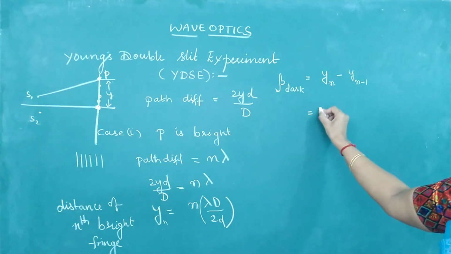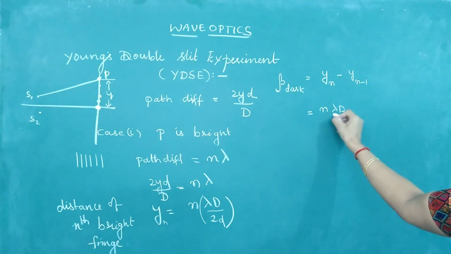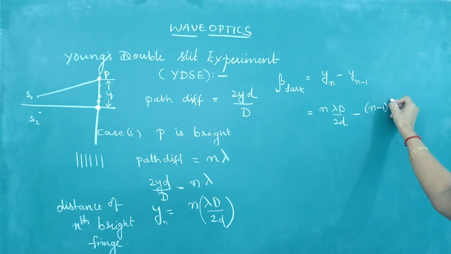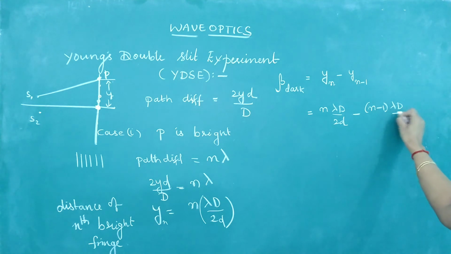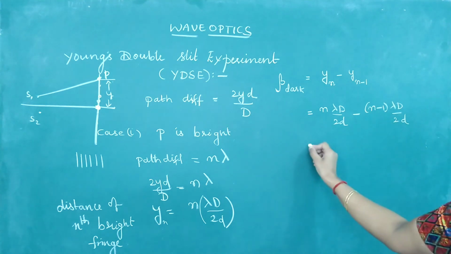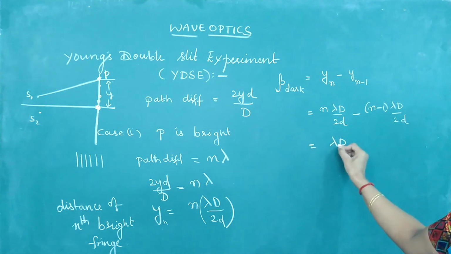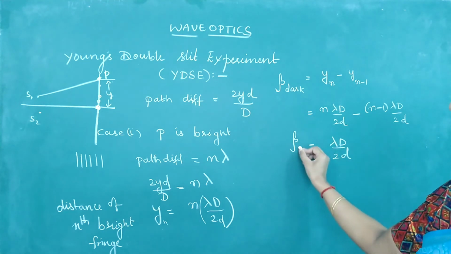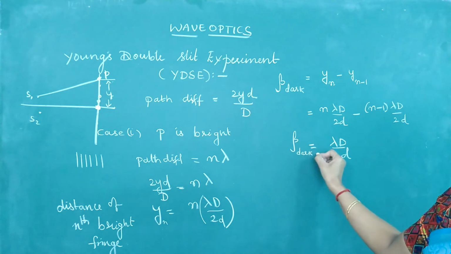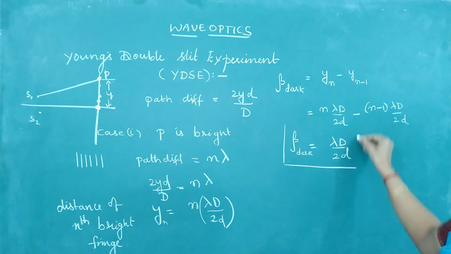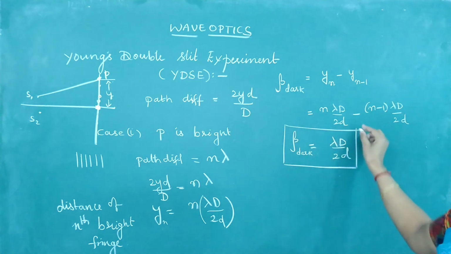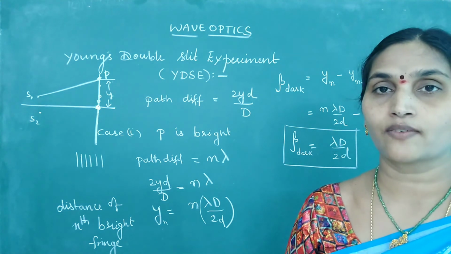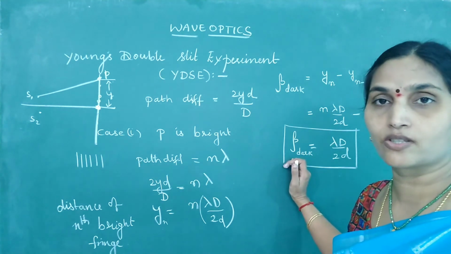Calculate. Yn is n times lambda capital D by 2d minus n minus 1 lambda capital D by 2d. When you subtract, you will get the answer lambda capital D by 2d. So what is the width of the dark fringe in Young's double slit experiment? It is lambda capital D divided by 2d. So one case we have considered and calculated the width of dark fringe.